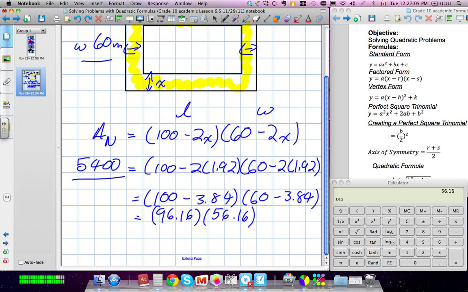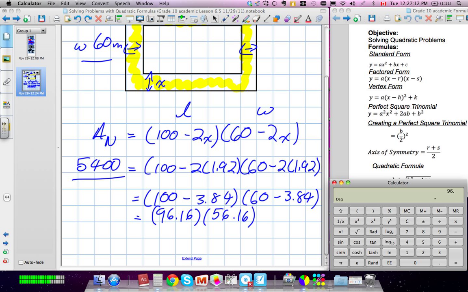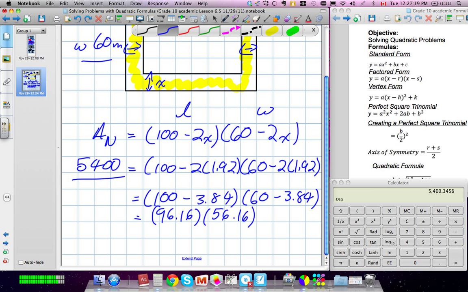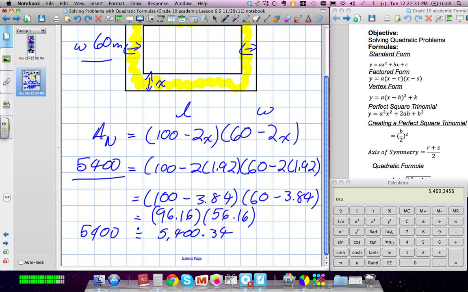Now we need to make sure it was roughly our new area, so we'll multiply those two numbers, 56.16 times 96.16, and we get 5,400.3. Okay? So it is approximately equal. 5,400 is equal to our 5,400.34. So we saved a little space. Remember, we couldn't go over losing more than 10% space, so this worked out perfectly for us.